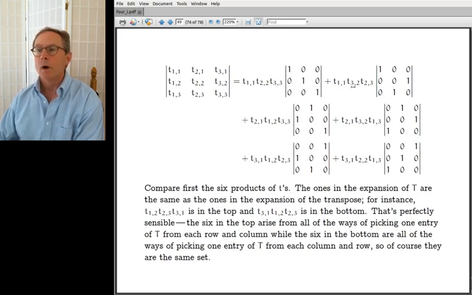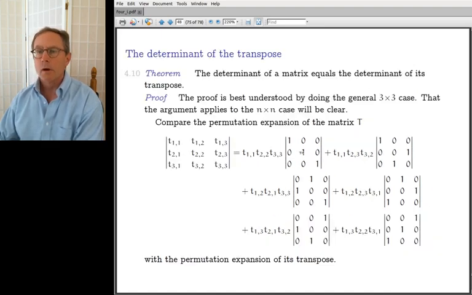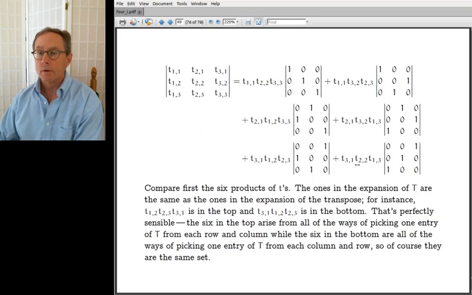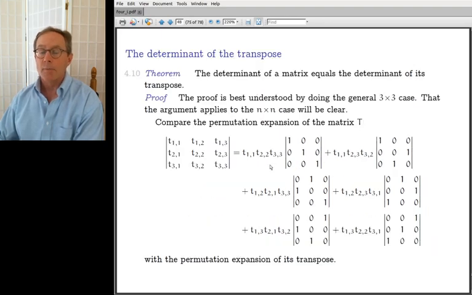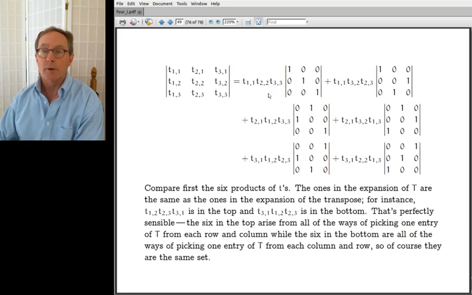How about 1, 1, 3, 2, 2, 3. There it is. Okay, so term by term, ignoring the permutation matrices for just 1 second, I get the same things. Now, that's perfectly sensible because the 6 things up here arise from how you pick one entry from each row and column, and of course you can pick one entry from each row and column by also picking one entry from each column and row. Okay, so that's perfectly sensible.